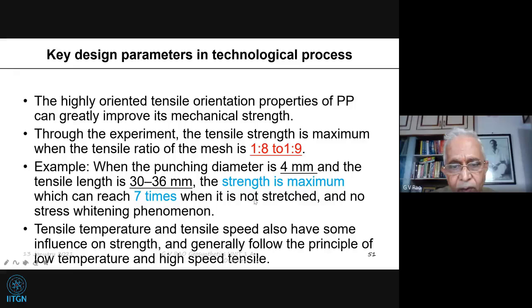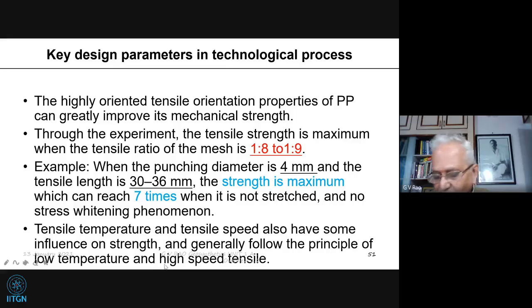So the stretching or drawing or orientating is all going to help us in getting a strength which is of high order actually. And in this case, what is important to us? The temperature is going to be important. The speed at which you are going to pull along is going to be important. It has got influence on strength, and also they follow the principle of low temperature and high speed tensile. So this is very important for us.